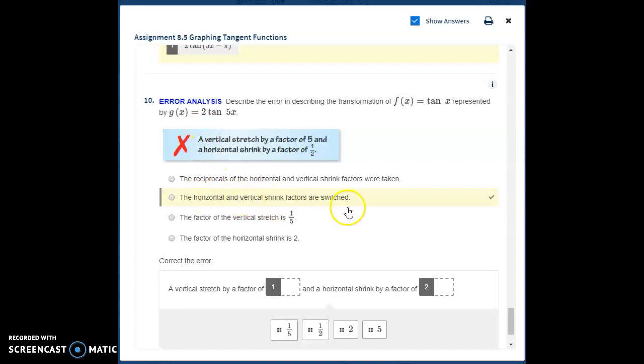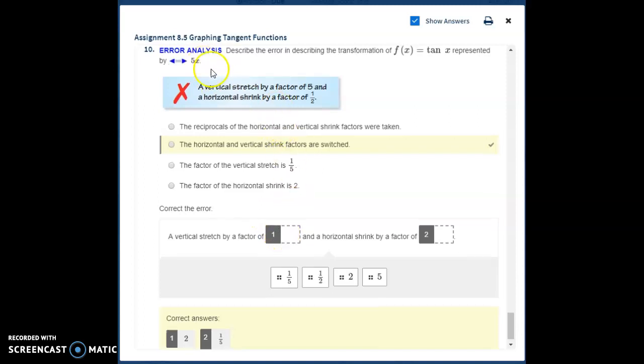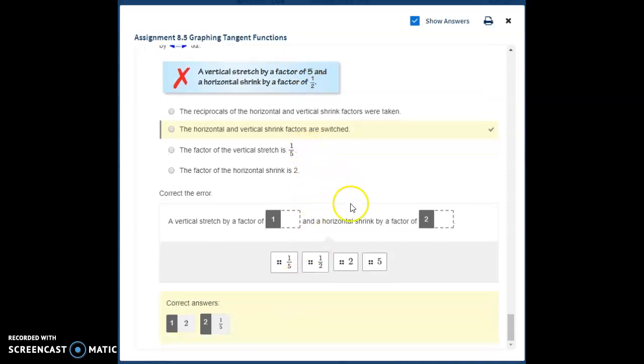So the horizontal and vertical shrink factors are switched, and the vertical stretch is a factor of 2 because of the 2 in front. And the horizontal shrink would be 1/5. And there you go.